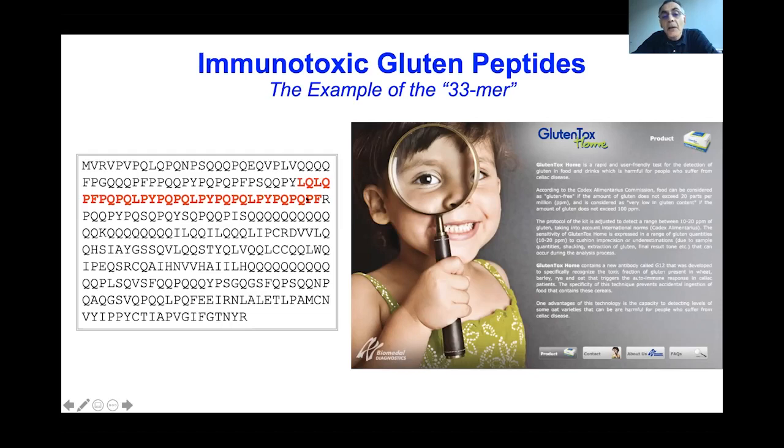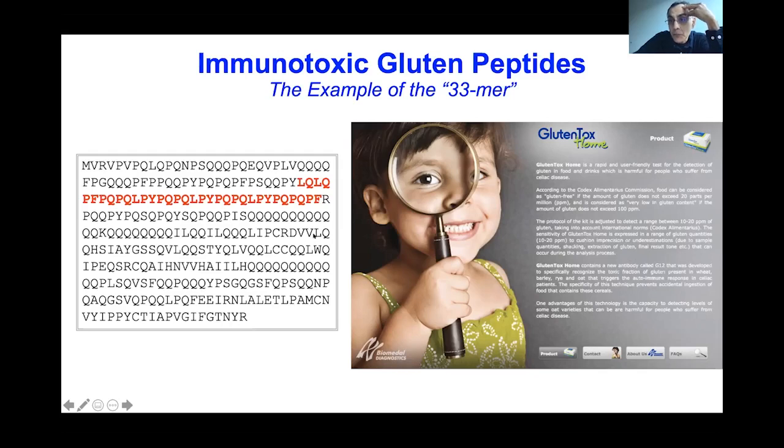As we learned about this peptide, there was a company, Biometal, that developed an in-home test using this peptide so that patients could test their food products for the presence of gluten.